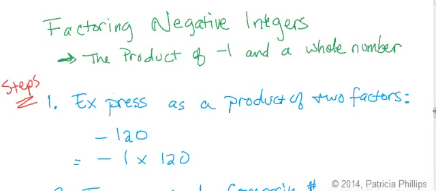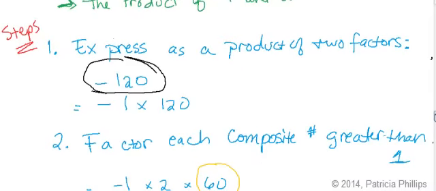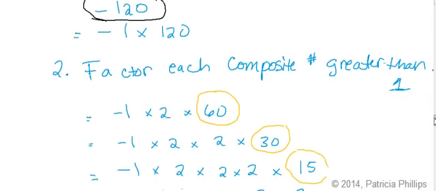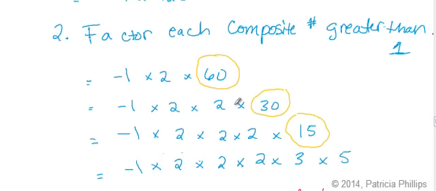Let's see what these types of problems look like. So in factoring that entire negative 120, the first step would be to express it as two factors. The second step would be to factor each composite number. So you can leave the negative one as it is and just break down the second number. So negative 1 times 2 times 60 would be the next step. You're breaking the 120 down into 2 times 60. But can it be broken down any further? Yes, it can.